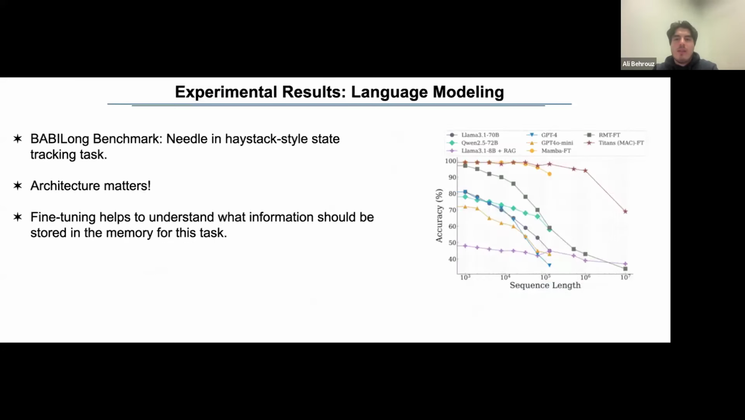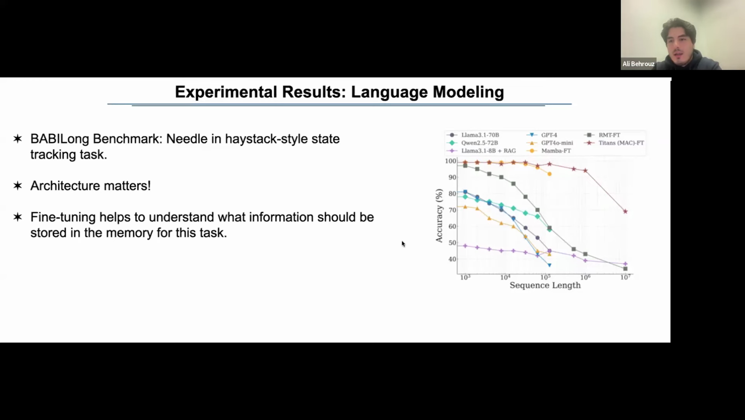And another experiment that we have is the language modeling. So basically, the needle-in-haystack, state tracking, or the BABILong benchmark. And here we want to somehow show that our architecture can scale to very long sequences, and it's very effective in that manner. So this task is basically a needle-in-haystack task. So there's a very long sequence, and we just hide some facts in between some tokens, and then we ask a question. So basically the model needs to find all those facts and then reason about the final output. So that's the main thing here.